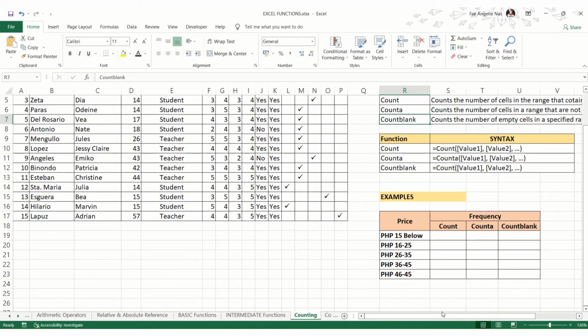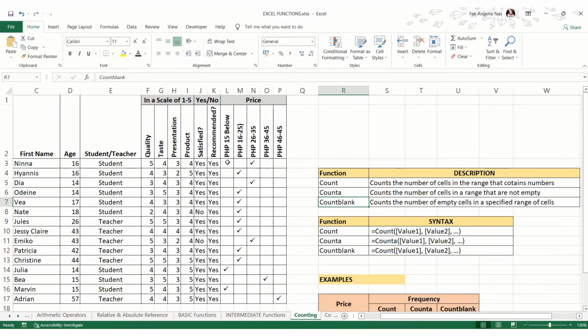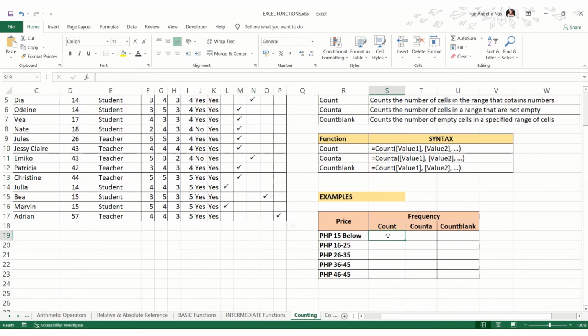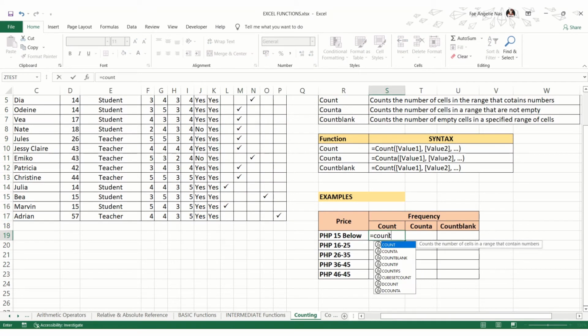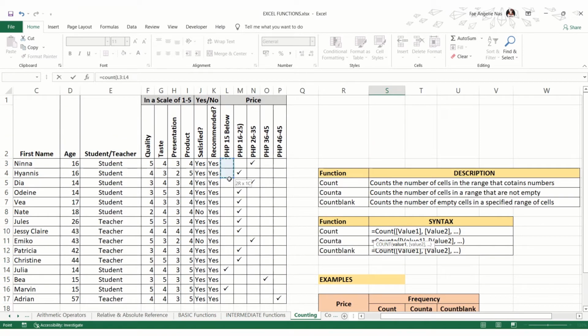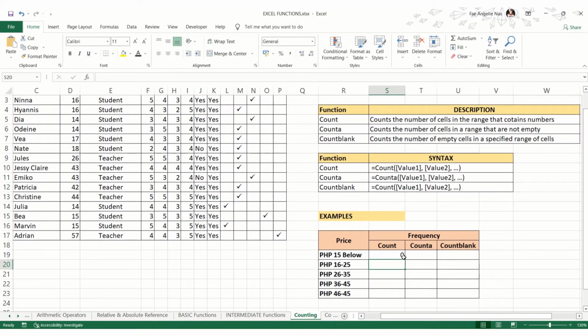So suppose we would like to count the cells that contains number in this area of our answer sheet, of our survey form. So to do that, we enter here equals and then count and then open parentheses and then highlight the cell. So for example, we would like to count how many in this area contains a number. So close parentheses and then enter. So here our result shows 0 because we do not have a cell here that contains a number. So for example, I entered here 3. So I now have one cell that contains a number. So if I enter here another number, for example 7, so I now have 2 cells that contain number values.